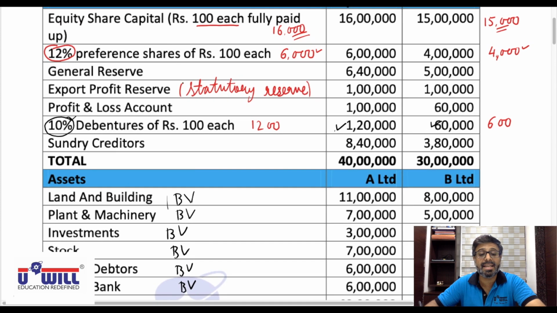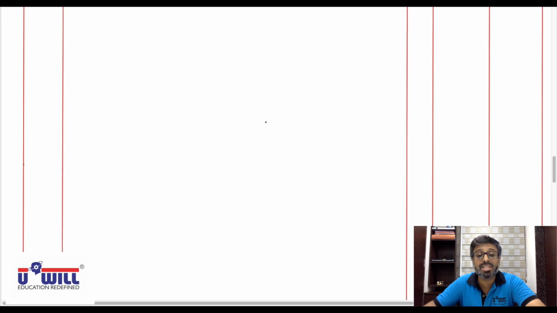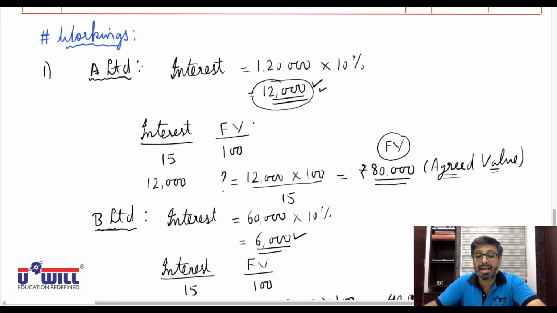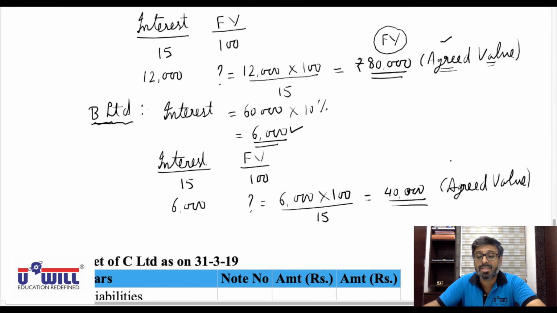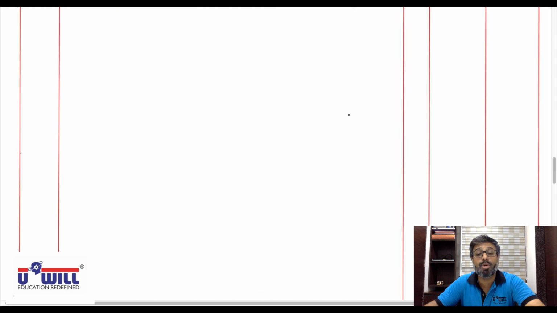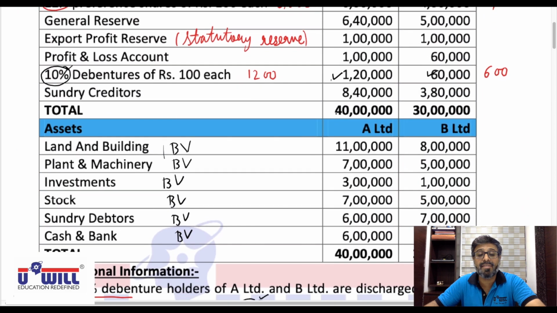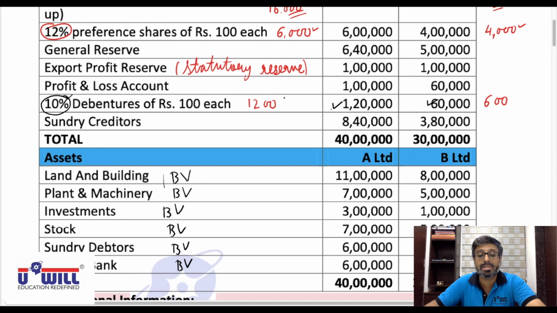Now liabilities, which are the external liabilities? Debentures and creditors. Are debentures taken at 1,20,000 and 60,000? I repeat, are debentures taken at 1,20,000 and 60,000 only? No. Just now we did the adjustment. The agreed value of A Limited's debentures is 80,000 and the agreed value of B Limited's debentures is 40,000. So are they taken at the same book value? No. They are taken at agreed values. Creditors, no information is given, which means they are taken at book value.